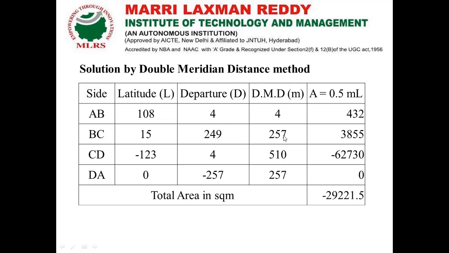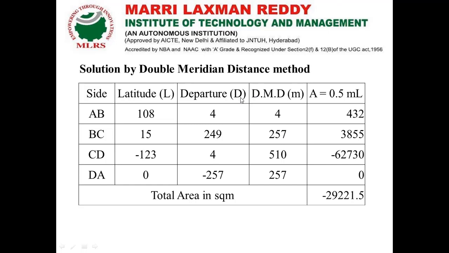Next, solution by double meridian distance. So as before, we have to calculate the latitude table and departures table. When it is northing, we have to take it as positive, and when it is easting, we have to take it as positive. When it is southing and westing, then we have to denote with minus sign. Now that we have done the latitude and departures table.